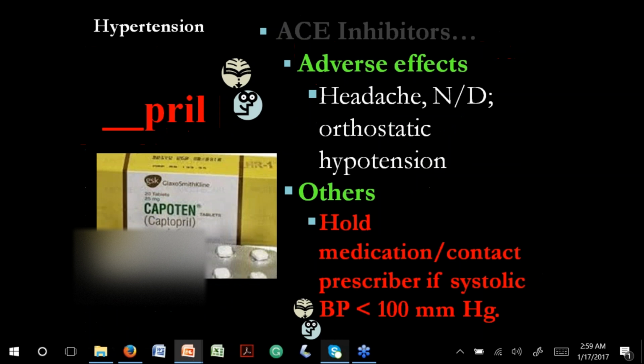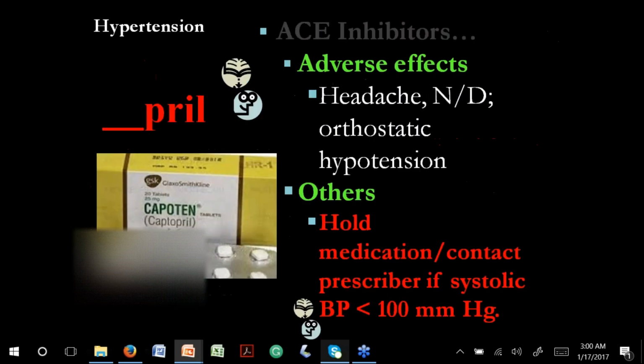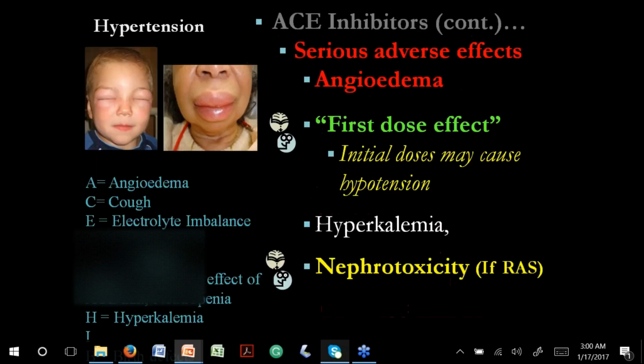Nephrotoxicity, but here we were talking about protecting the kidney. The protection is in patients with diabetes mellitus or in general, but it becomes nephrotoxic only if the patient has renal artery stenosis. With renal artery stenosis, ACE inhibitors are contraindicated. One thing I want to mention here: the first dose effect is very important for NCLEX.